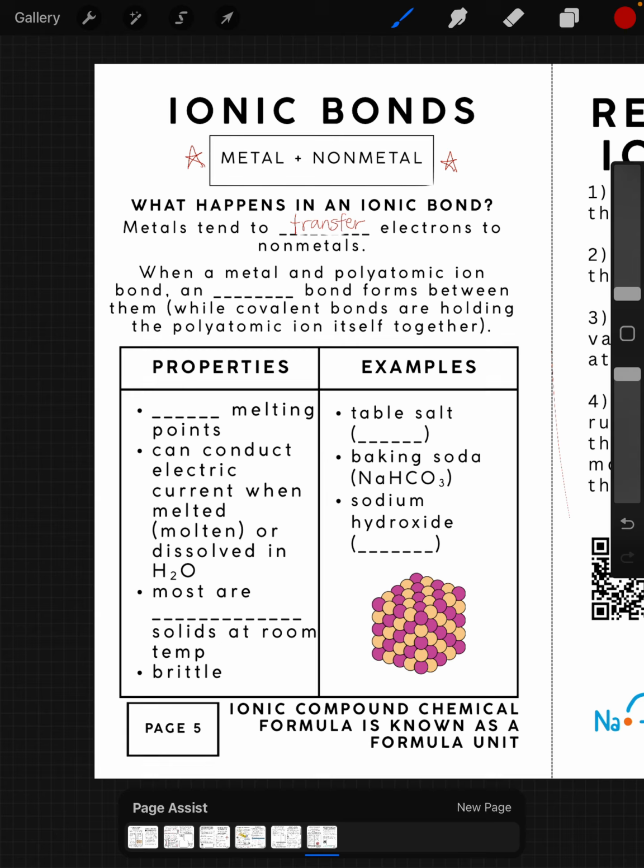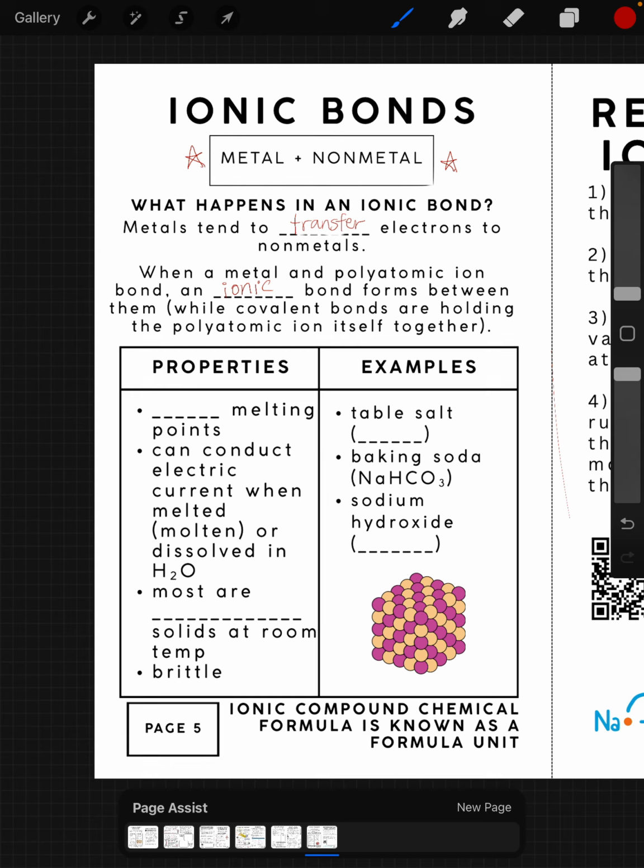When a metal and polyatomic ion bond, an ionic bond is going to form between them. Okay. However, you need to remember that within the polyatomic ion itself, for example, nitrate, NO3, there are covalent bonds happening inside of that polyatomic ion. So when I say that metals and polyatomic ions form ionic bonds, I'm talking about the metal bonding to the whole polyatomic ion.